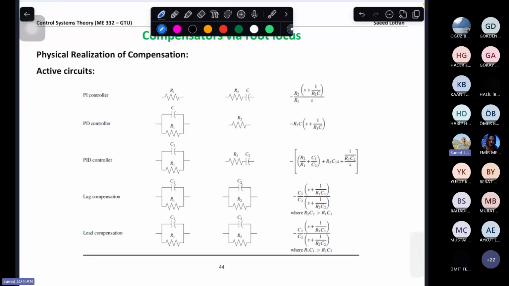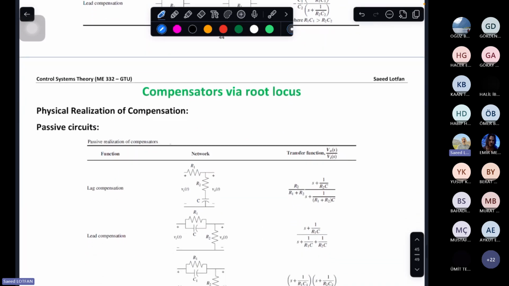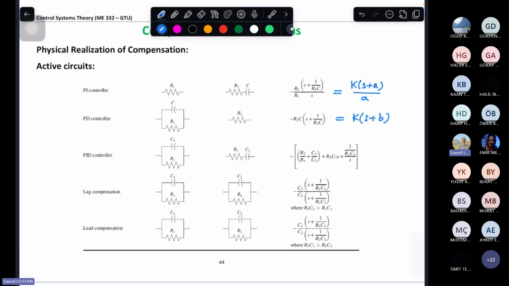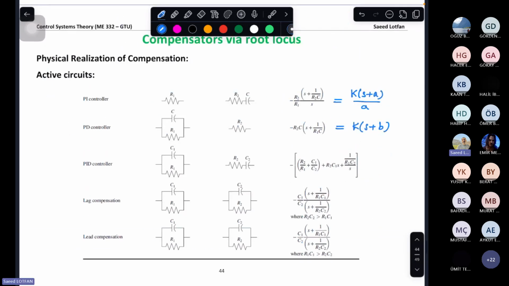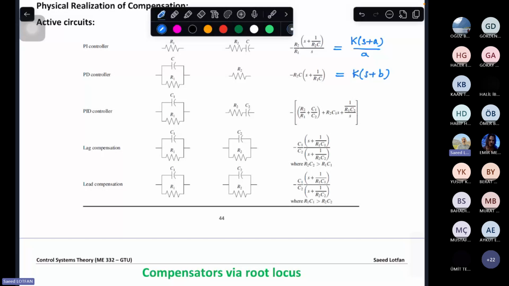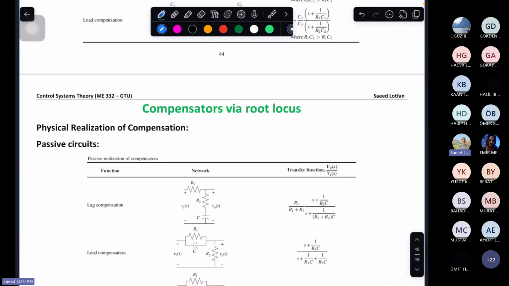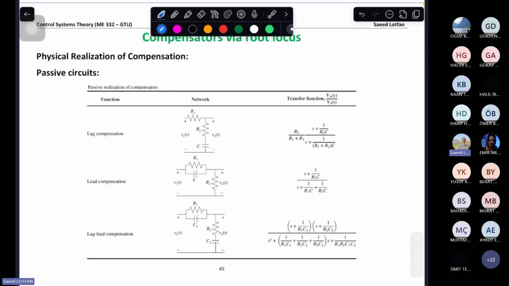So when we say we are adding a K, we are adding a K over S, or we are adding a KS, they have all physical meanings that can be added to the controller part of the system. You see PI controller is equal to K S plus A over S. This is a PD controller, K S plus B. PID controllers and lag and lead controllers and their combination can all create the desired compensators. We have to choose Z1 and Z2 and we will get the G of C like this. So in each case, we can use this to add these zeros and poles to the system.